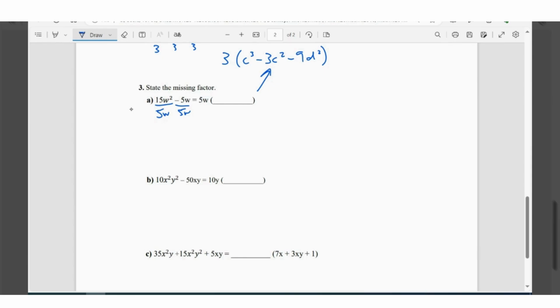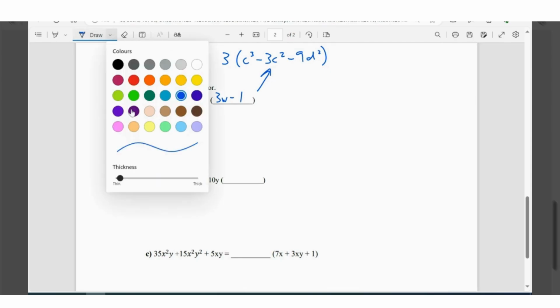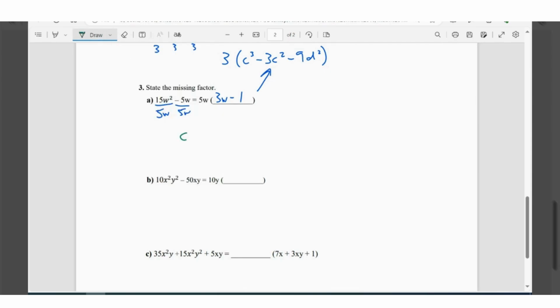15 divided by 5 is going to give us 3. We're going to get rid of one of those w's. We're left with 3w. And -5 divided by 5 is a -1. The w divided by the w cancels each other out. So we're left with 3w subtract 1. And you can check, if you would like, is it true that 5w, if we distribute this inside, we get the same?